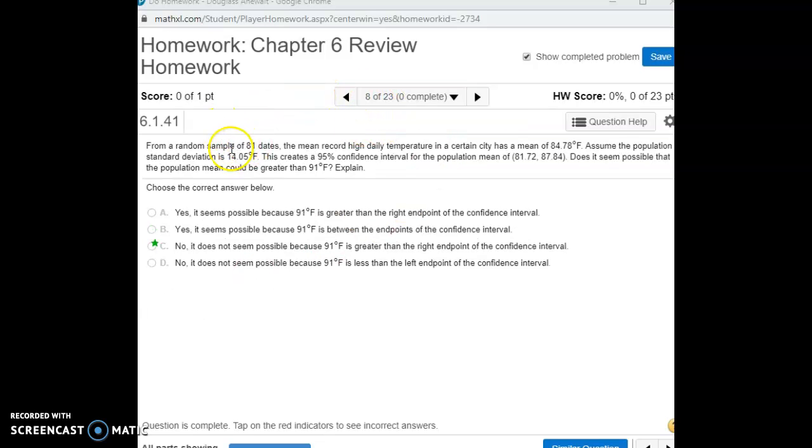For number 8, we have information about our sample. We have a sample mean that's going to go right in the middle of our confidence interval, and we're told that this is the lower and upper bound of our 95% confidence interval. So we're 95% confident that the population mean lies somewhere in between these values. The question is, does it seem possible that the population mean could be greater than 91 degrees? Looking at our confidence interval, this does not seem possible because 91 is greater than the right endpoint, the upper bound of our confidence interval.